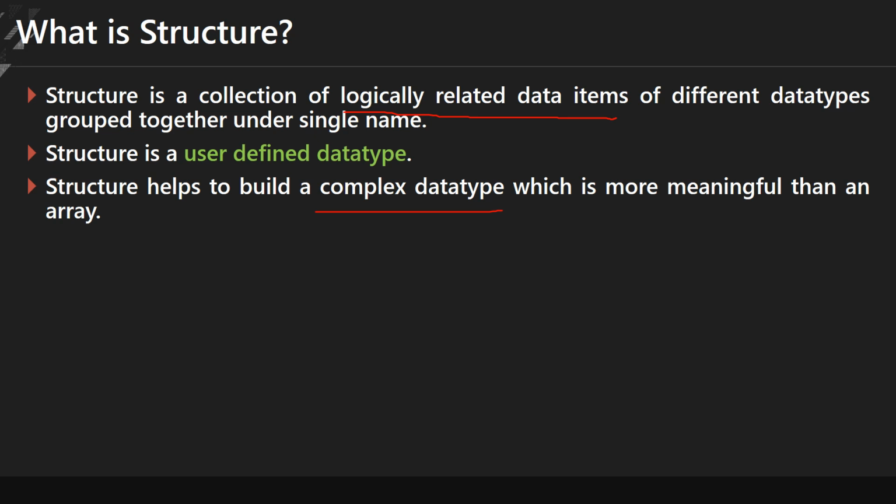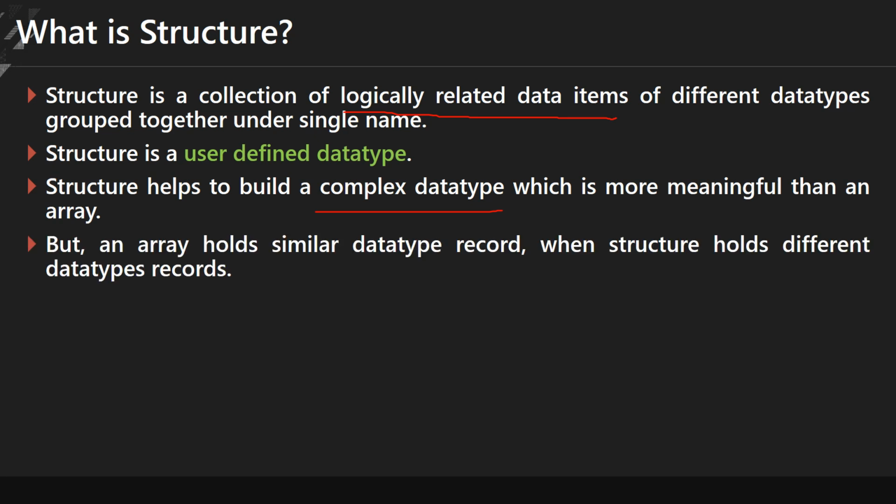An array is also handled by a single name, but it holds a similar data type. It will not have different data types under the same single name. That's not possible. That's a major difference between array and structure. As I told, an array has a similar data type, while a structure holds records of different data types.